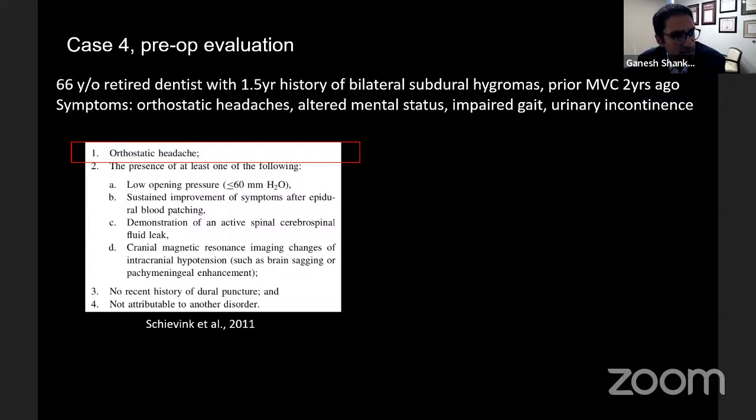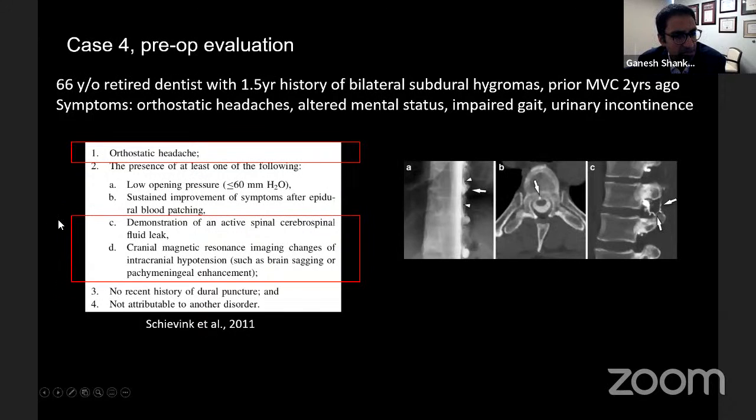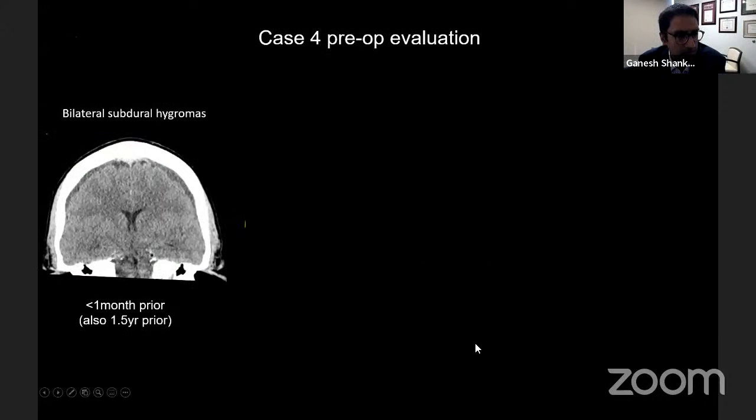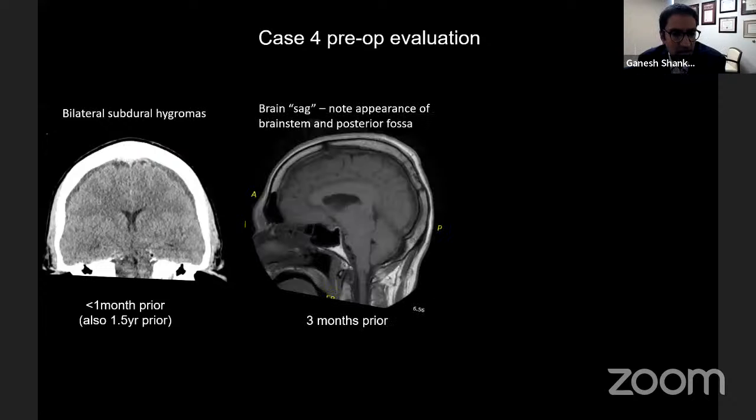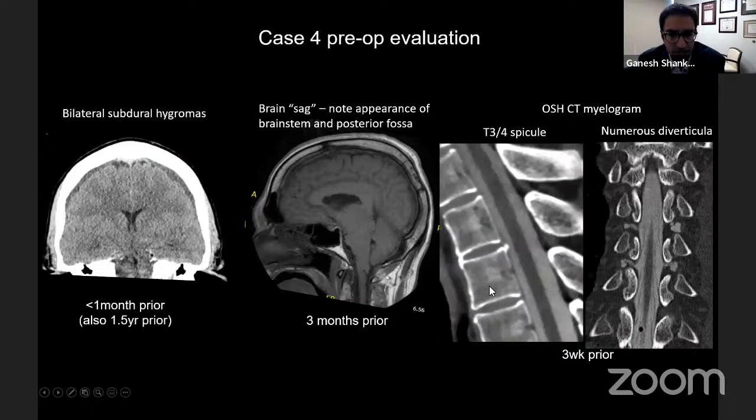This patient presented with some of the classical symptoms of spontaneous intracranial hypotension, with an orthostatic headache, and then also demonstration of an active CSF fluid leak. Here are the hygromas that he presented with. We also saw that he had some brain sag with descent of the cerebellar tonsils, as well as decrease in the prepontine space between the pons and the clivus.